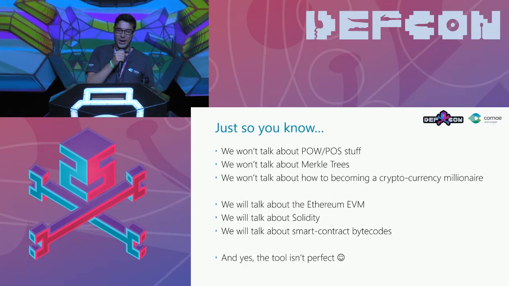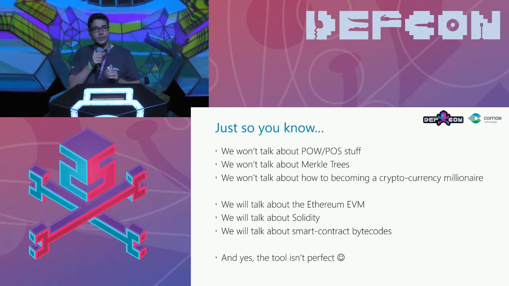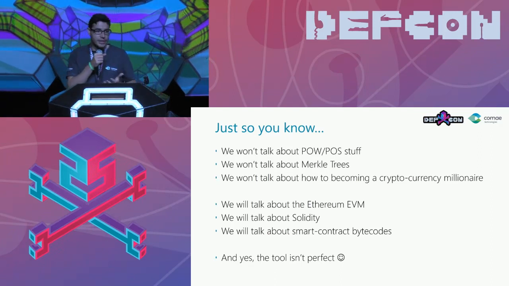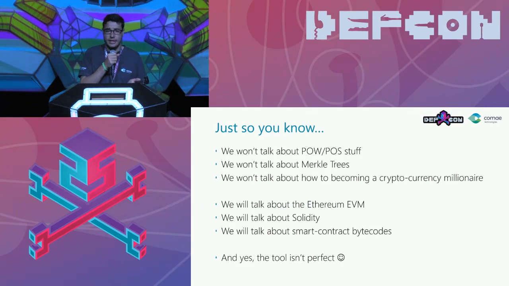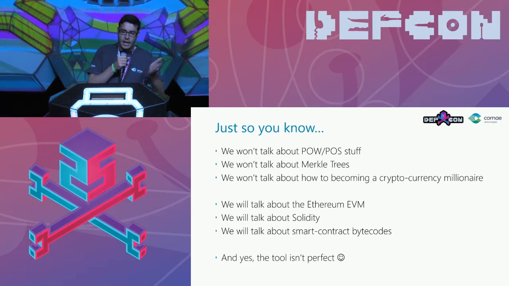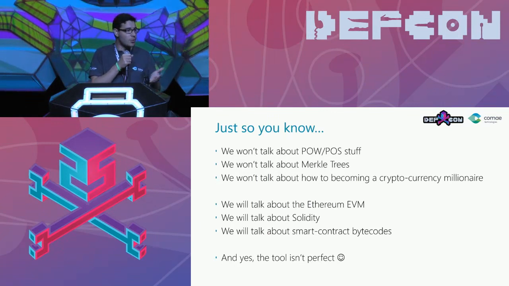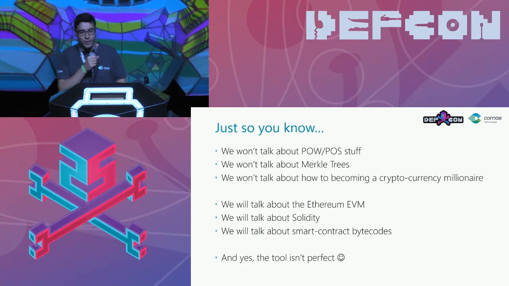So just so you know, I won't be talking about what blockchain is, Merkle trees, and all those things. We're going to focus on smart contracts and how to decompile them, as in Windows reverse engineering. I thought it was interesting to analyze the VM itself. I'm also releasing a tool which is going to be open source, so I'm going to give the link at the end. Of course, the tool is not perfect, so you're more than welcome to contribute and give a pull request.